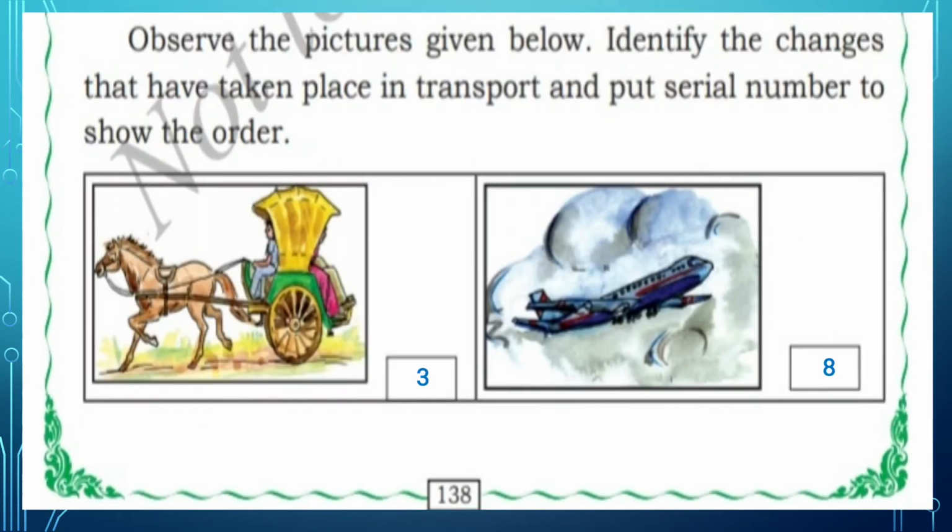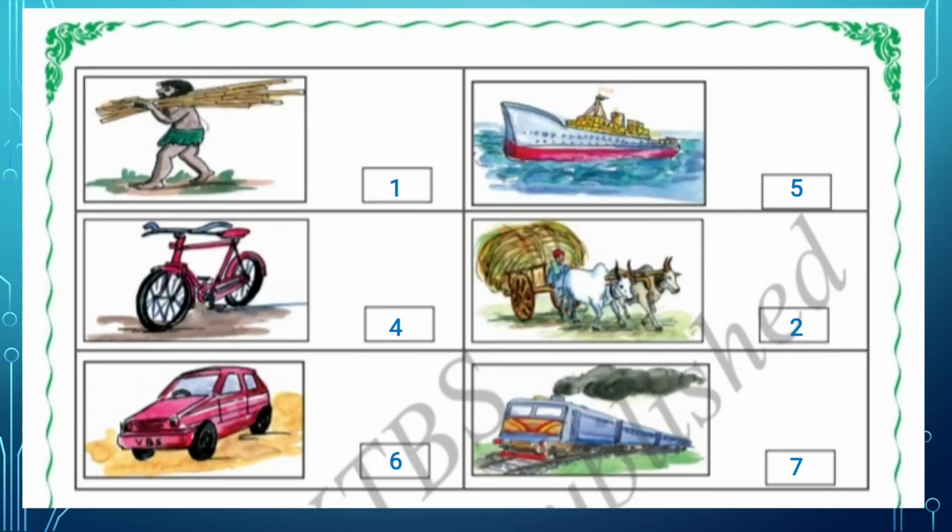Third is the horse cart. Earlier there were no horse carts. First man used to move by walking. Next, as time passed, the bullock carts were used. Next, as time moved on, came the horse cart. And then the invention of the cycle, with which people moved from one place to another.